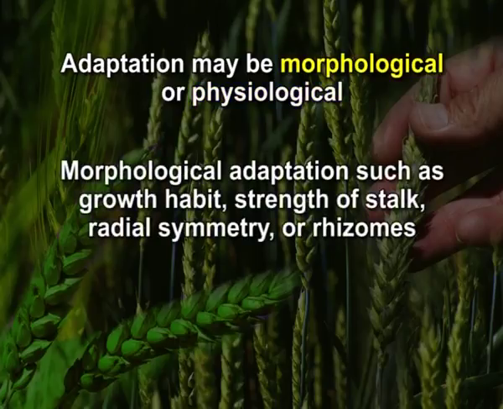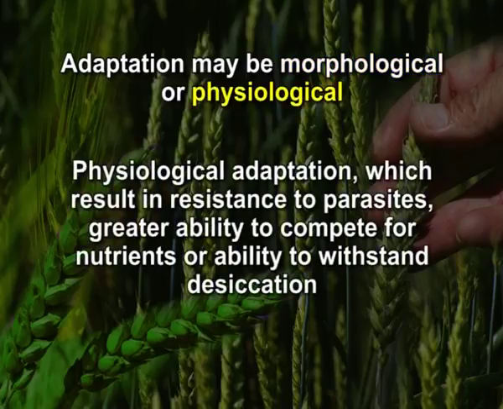Morphological adaptation includes growth habit, strength of stalk, radial symmetry or rhizomes, and physiological adaptation results in resistance to parasites, greater ability to compete for nutrients or ability to withstand desiccation.